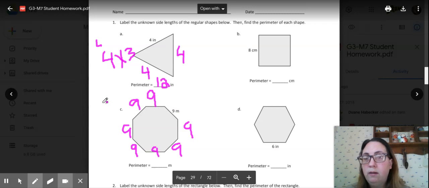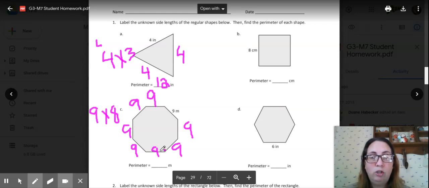So we know that the side is worth 9. Now we got to figure out how many sides we have. So we have 1, 2, 3, 4, 5, 6, 7, 8. So this would be 9 times 8. What is 9 times 8?